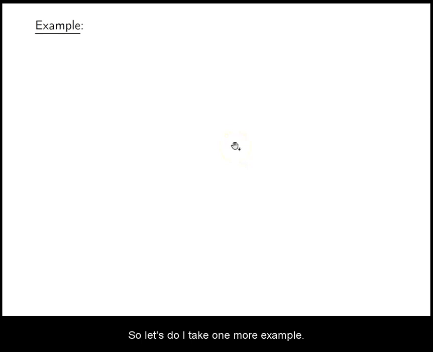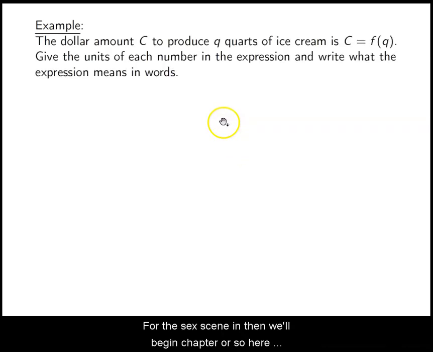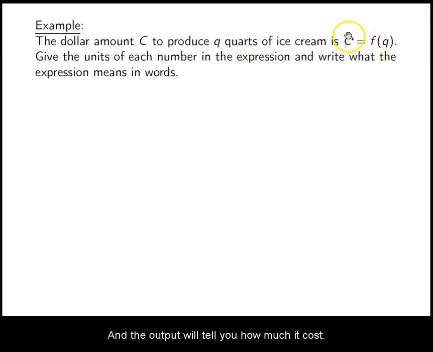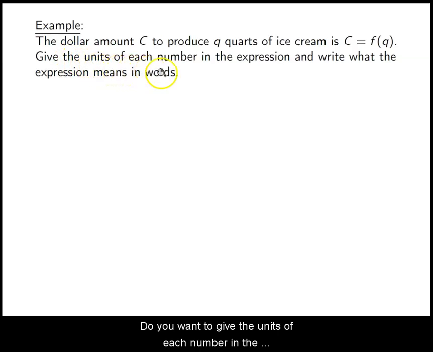So let's do, I think, one more example for this section, and then we'll begin chapter 4. So here we'll just kind of use the derivative and talk about what it means in an application setting. So here we'll talk about money, right? The dollar amount C to produce Q quarts of ice cream is given by a function C equals f of Q. So you plug in the number of quarts to a function and the output will tell you how much it costs, right? So we want to give the units of each number in the expression and write what the expression means in words.